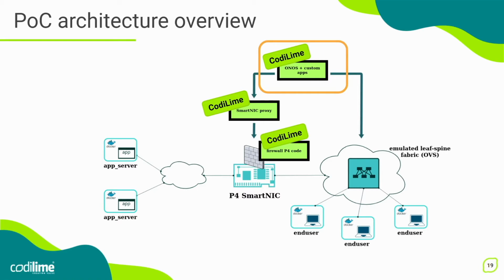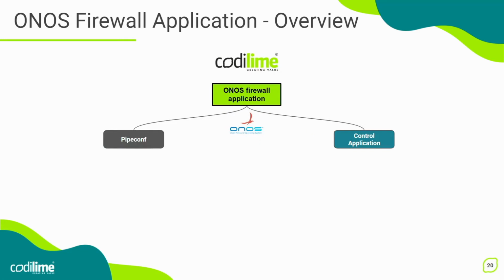Because in order to effectively control the firewall behavior implemented in P4 on the SmartNIC, you need to create the appropriate logic at the ONOS level. And this is done by our custom control plane application. This application contains several different function elements. Basically, we can distinguish two main parts of our firewall application: the pipeconf and the control application. In ONOS, a pipeconf is a kind of service to manage the configuration of protocol-independent pipeline.